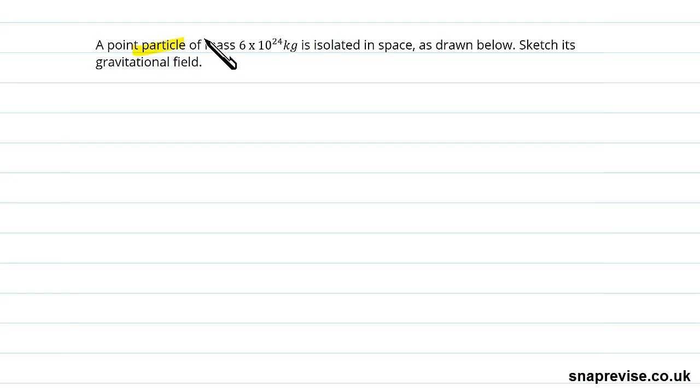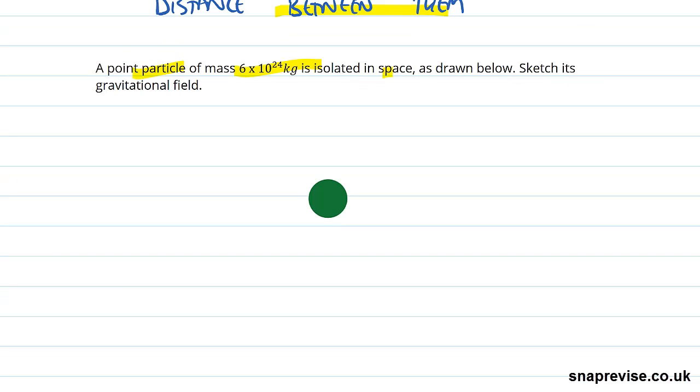So a point particle of mass 6 times 10 to the 24 kilograms is isolated in space, as we have now drawn below. So sketch its gravitational field.